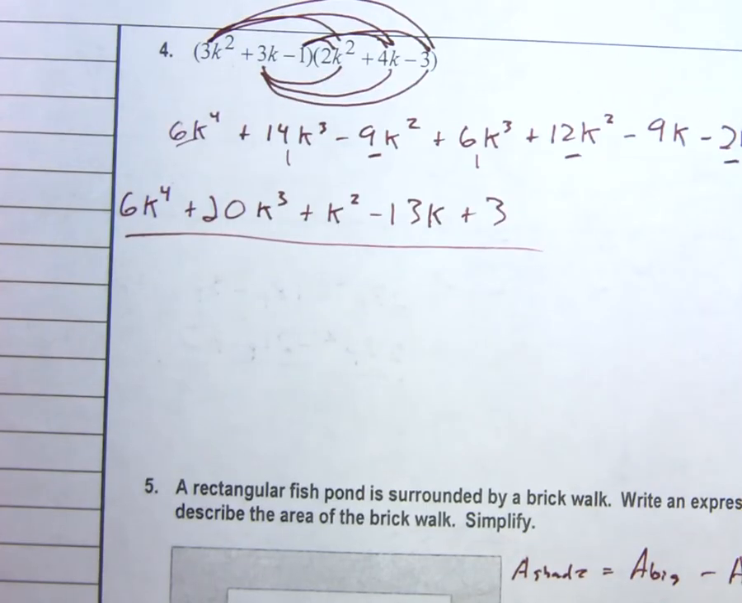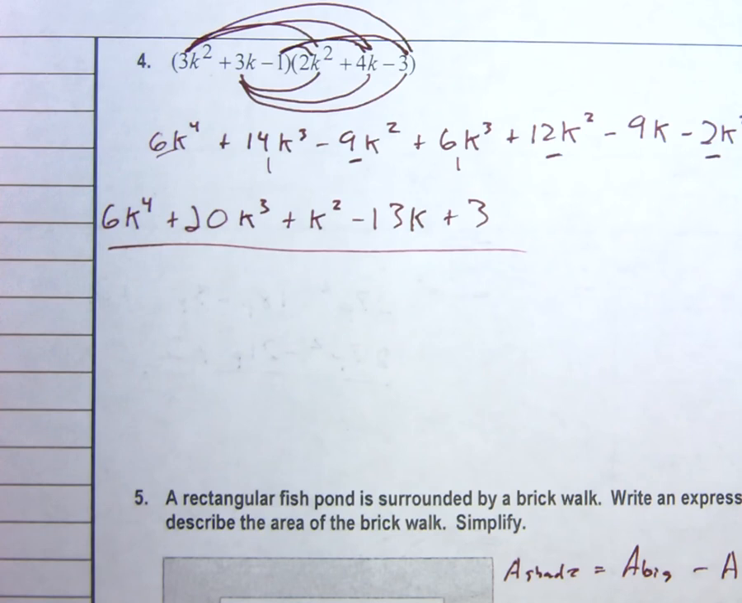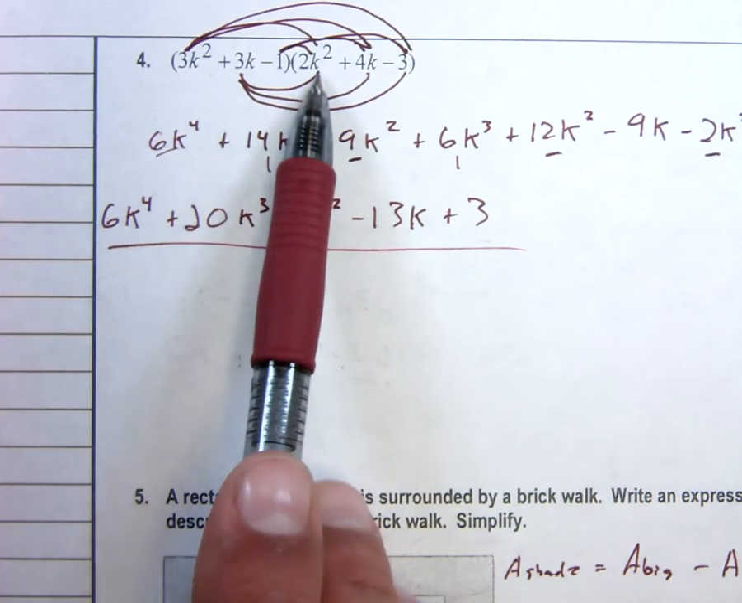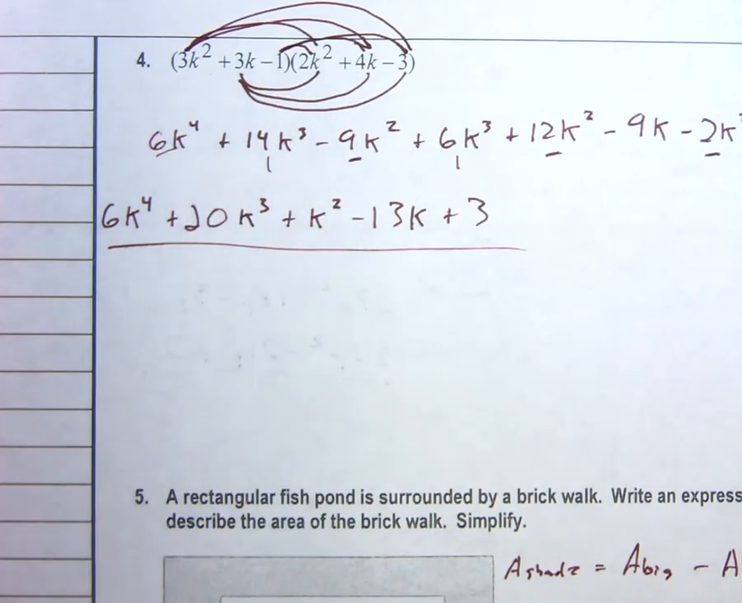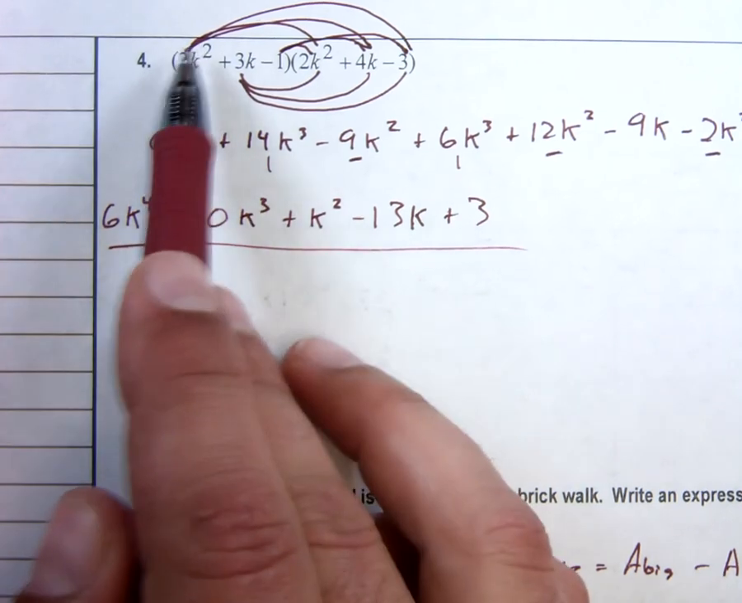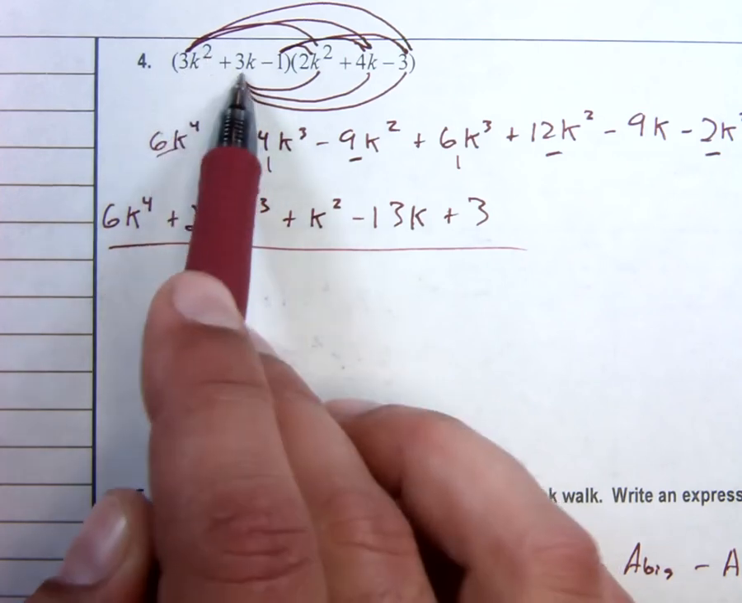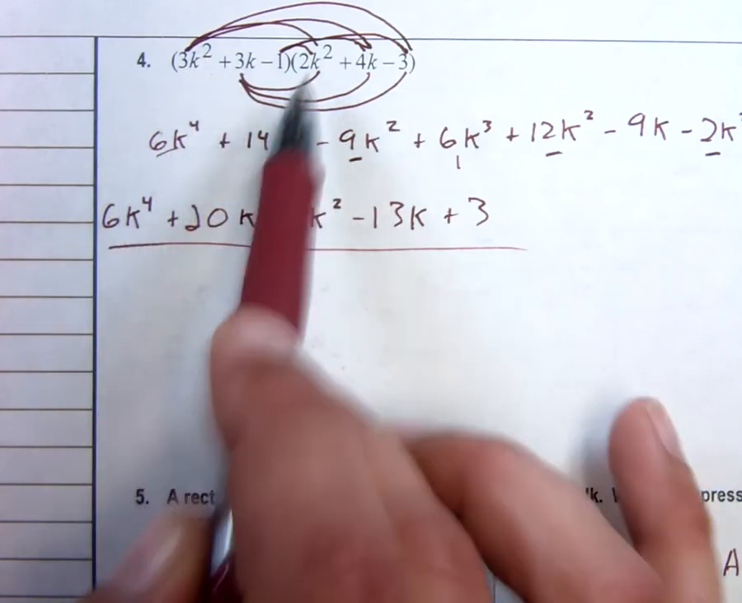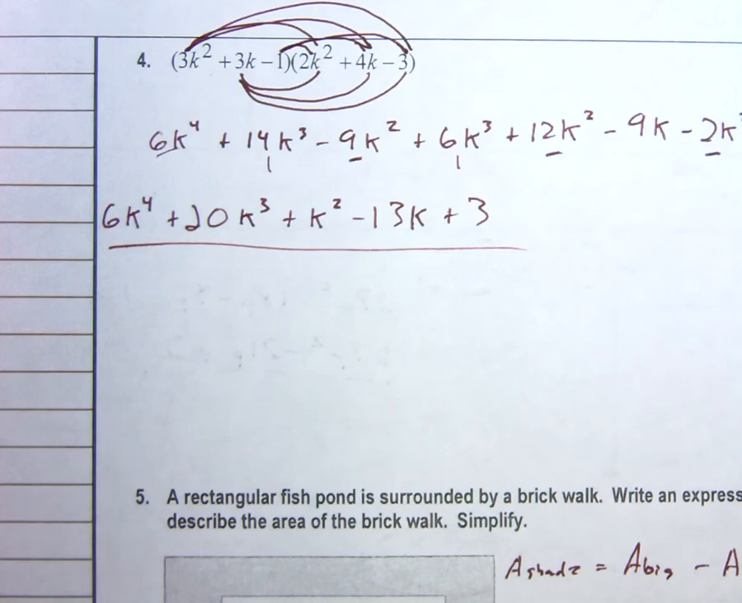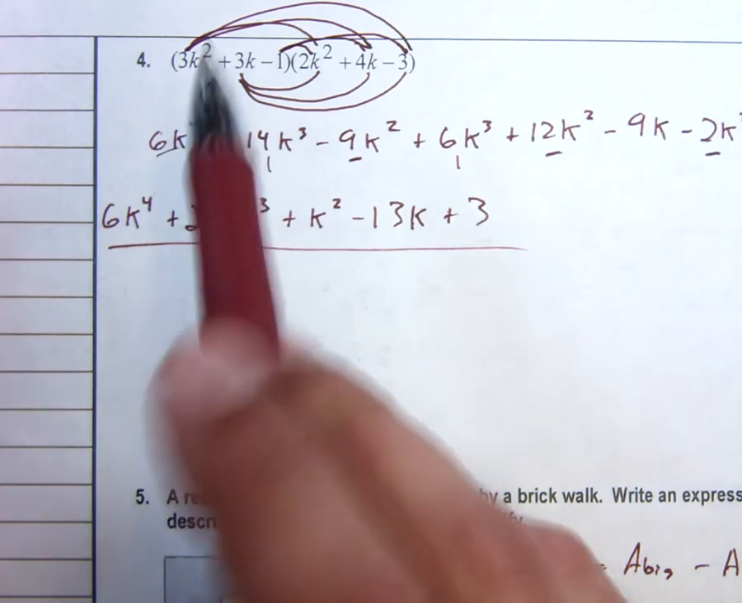Backside of the notes. Number 4 is a little bit different. Now you're multiplying a trinomial by a trinomial. So again, got to be organized. Draw those lines. So you got to multiply the 3k squared out to the whole other side, you got to multiply the 3k out to the whole other side, and you got to multiply the negative 1 out to the entire other side.